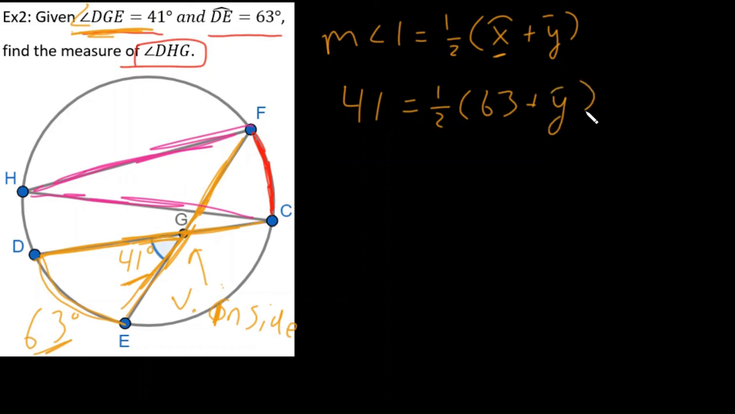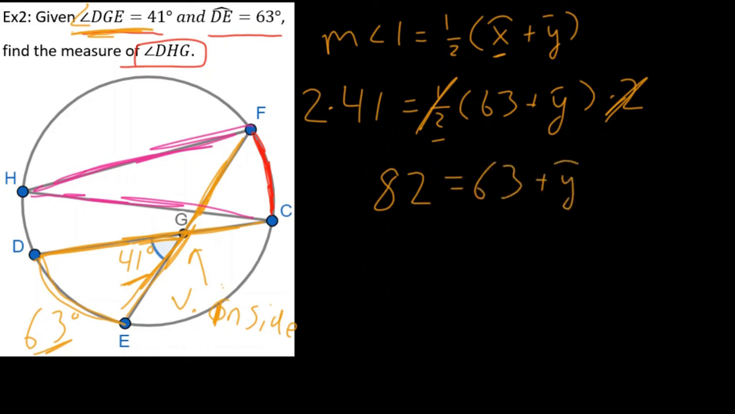Well, at this point, we want to get arc y by itself, and we ask ourselves, what is our first step? And of course, it's our trick to get rid of 1/2. And to get rid of 1/2, we multiply times 2. Now recall that the 1/2 and the 2 cancel, but if I multiply the right side by 2, I also must multiply the left side. Now I know that 2 times 41 will of course give me 82 equals 63 plus arc y.